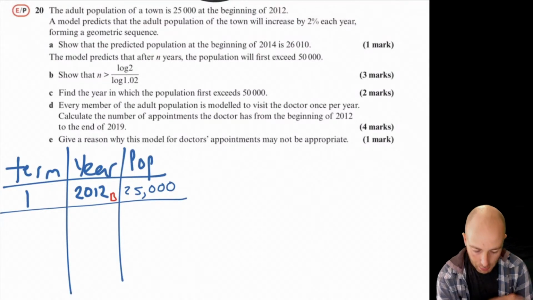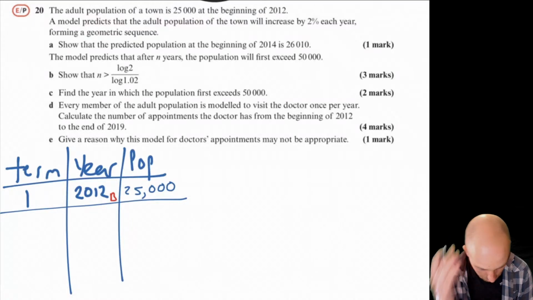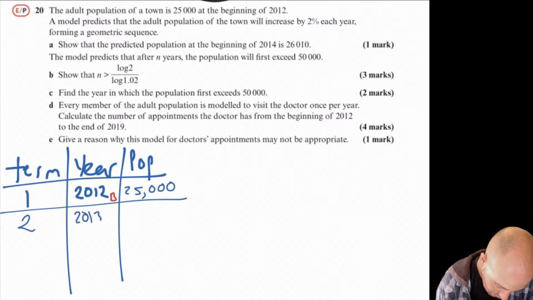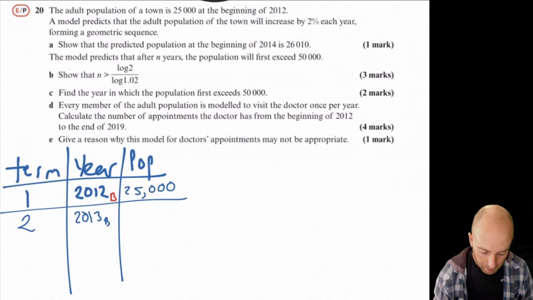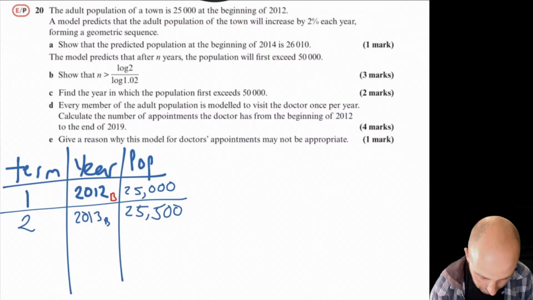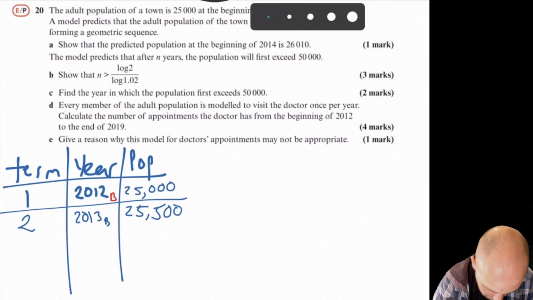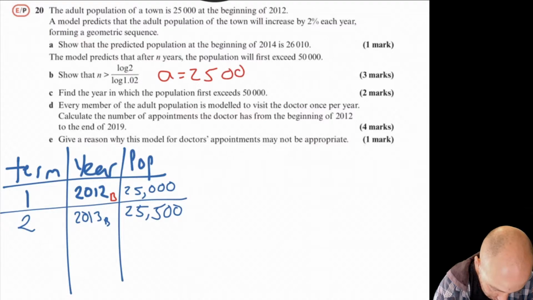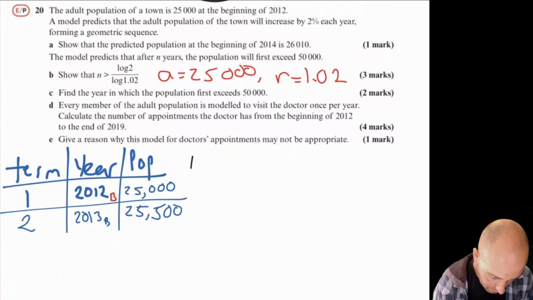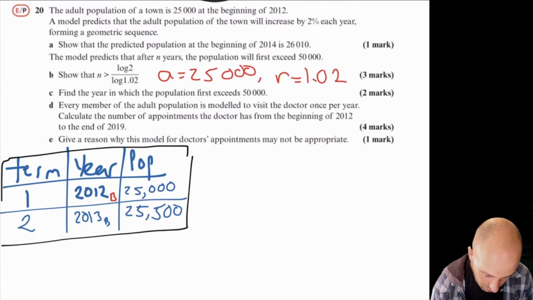So the model predicts the adult population in town will increase 2% each year. So if we put in term 2, just so we've got this as a reference, term 2, 2013, beginning, is going to be 25,000 times 1.02, which is 25,500 for the second year. So we know a is going to be 25,000. r is 1.02 because we're increasing by 2%. Keep that table here for later. It might be of use.